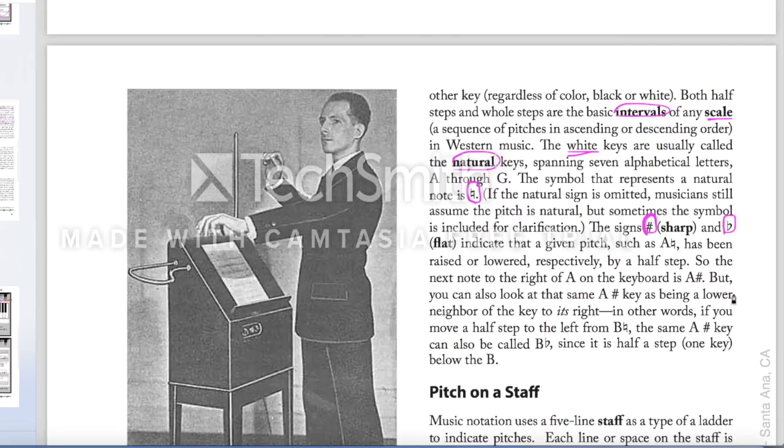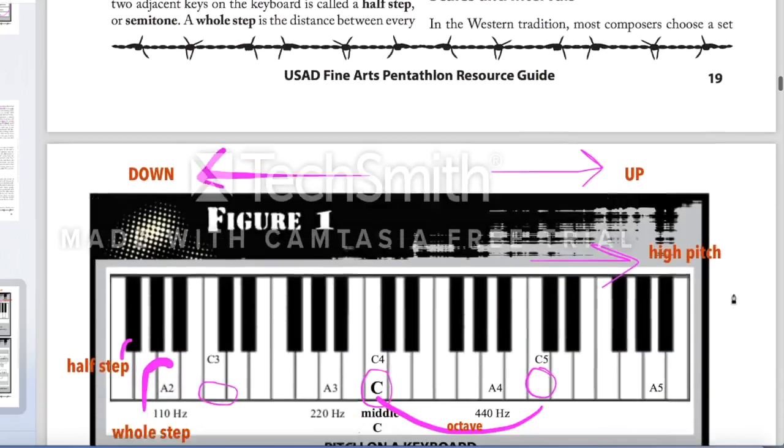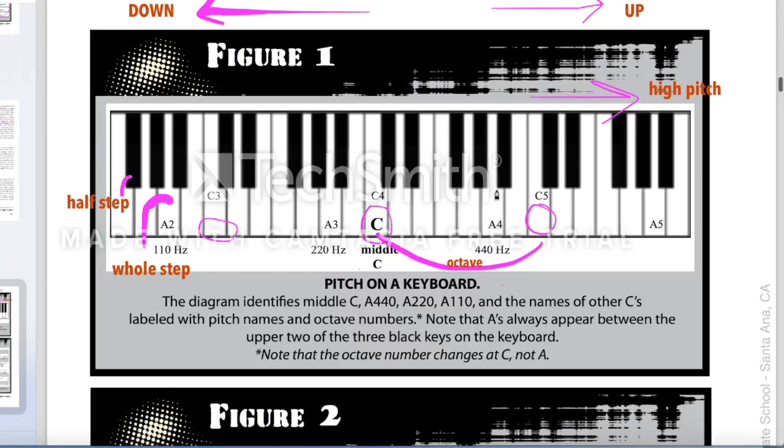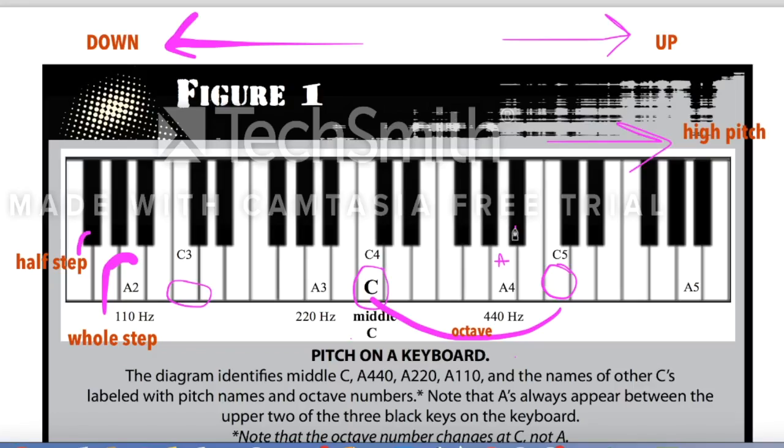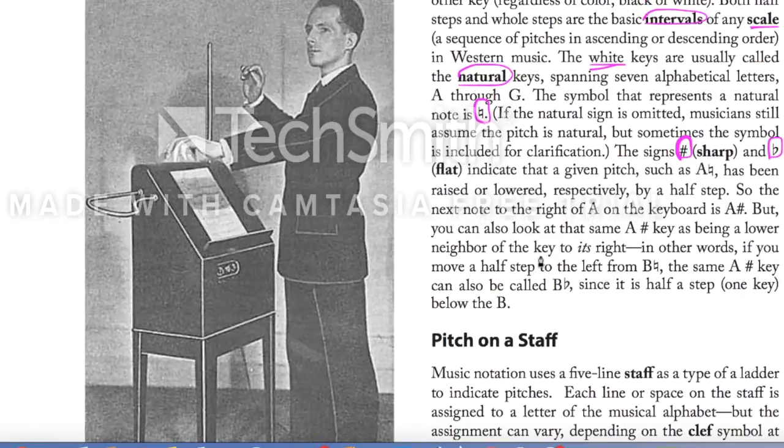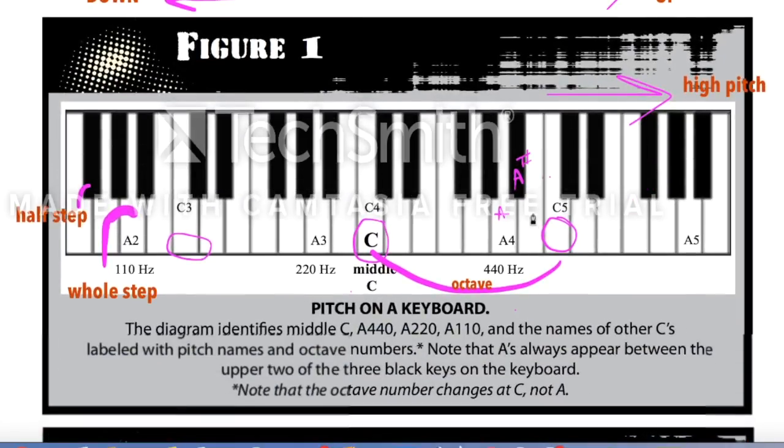So the next note to the right of A on the keyboard is an A sharp, okay? So basically, this is A, right, guys? And then this right here would be called A sharp. But it doesn't just have to be an A sharp, it can also be a B flat. Here's why. You can also look at that same A sharp key as being a lower neighbor of the key to its right. In other words, if you move a half step to the left from B natural, the same A sharp key can also be called B flat since it is half a step or one key below B. So this is B right here, right? So going back here would also be a B flat.